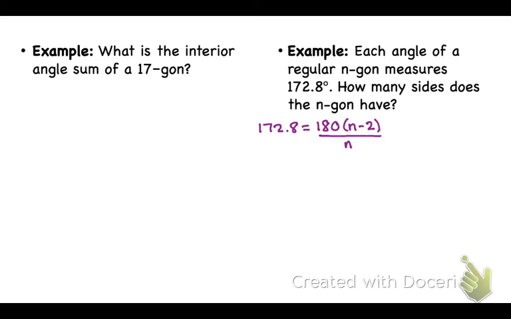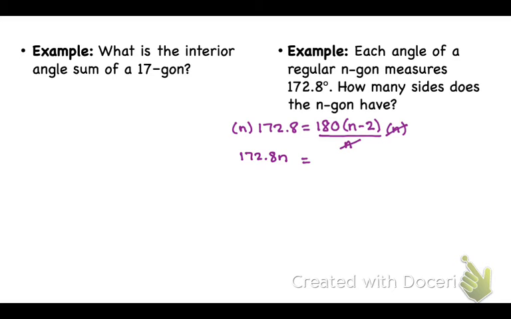We're done with the geometry. We have algebra. So, anytime we have something in a denominator and we're trying to solve an algebraic equation, we need it out of the denominator, don't we? So we need to multiply both sides by the denominator. So on the right-hand side, those n's reduce out, don't they? And on the left-hand side, we just have 172.8 n.